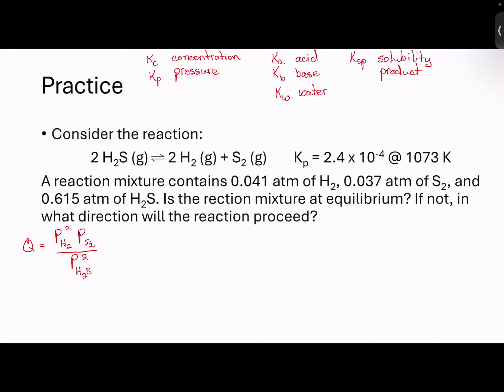So our Q is equal to the pressure of H2, which was 0.041 squared, times the pressure of the sulfur, which was 0.037, divided by the pressure of the hydrogen sulfide, which is 0.615. And when you key this into the calculator, you get a value of 1.01 times 10 to the minus 4.